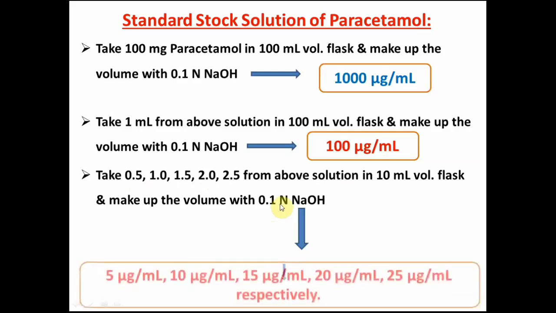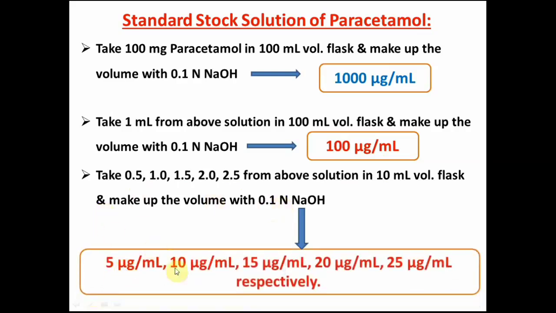So we will get 5 microgram per ml. If we take 1 ml, then we will get 10 microgram per ml. If we take 1.5, we get 15 microgram per ml. For 2, it is 20 microgram per ml. And for 2.5, we will get 25 microgram per ml.